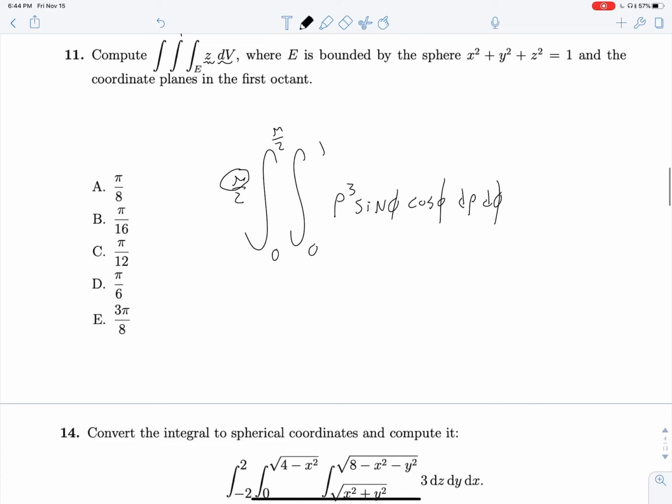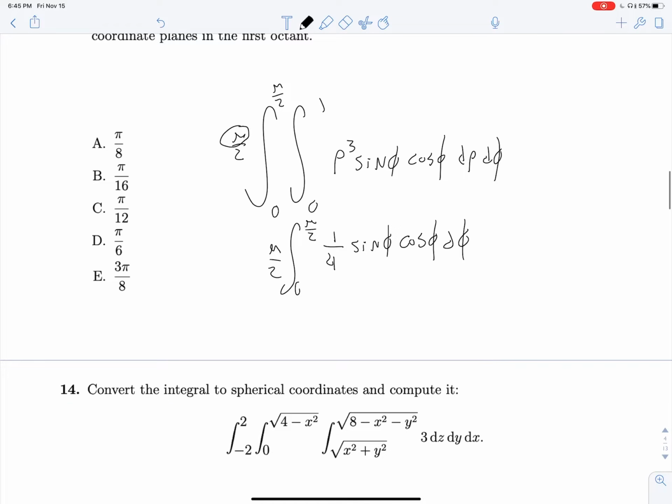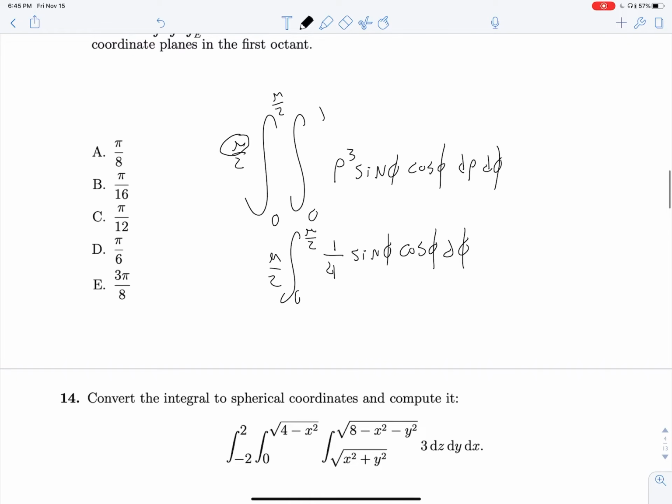But okay, so integrating, pretty simple. If we integrate rho, we're going to get rho to the 4th over 4 evaluated on 0, 1, which is just going to be 1/4 sine phi cosine phi, integral from 0 to pi over 2, times pi over 2 d rho. And we know that we can do that substitution that we did earlier. I'm not going to show all of it, because hopefully you're watching this in one go. If you skipped, you might want to go back a little bit.